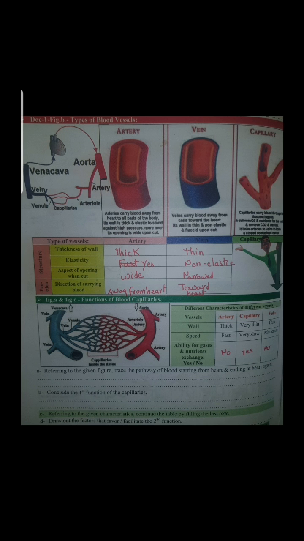The last type of blood vessel is the capillaries. What do I mean by capillaries? Capillaries carry the blood through the tissues, meaning within the tissues, between the tissues. So the capillaries carry the blood within the tissues. They deliver oxygen and nutrients to the cells and remove CO2. They link the arteries to the veins in a closed circuit.